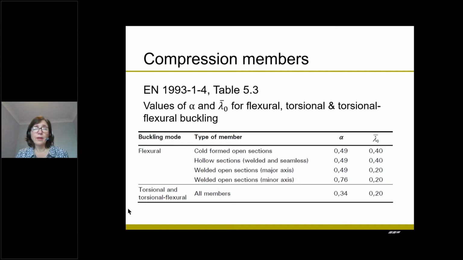These values depend on the cross-section type, the mode of buckling, and the fabrication process. Now this table was based on tests done more than 20 years ago, and more recent work has shown that this does need a bit of updating in some places.